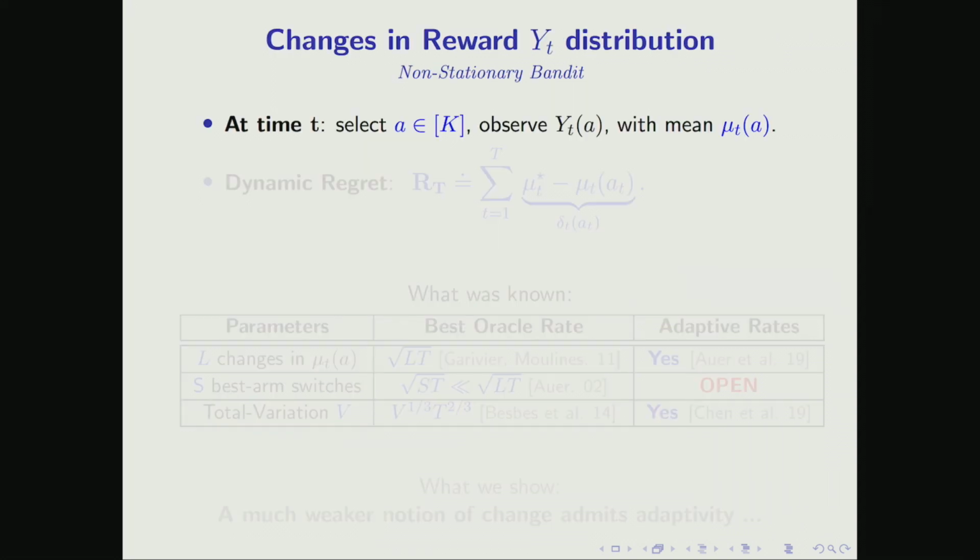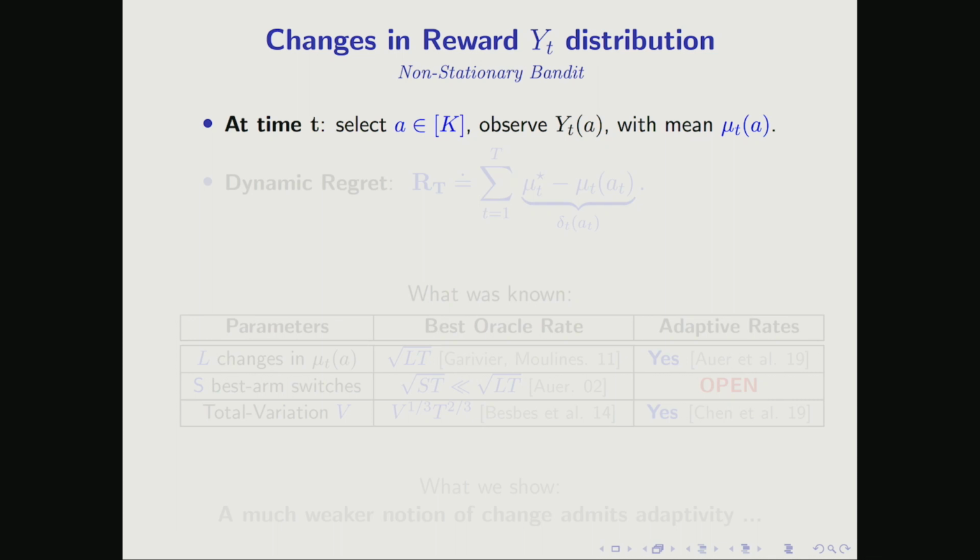Okay, so changes in reward, y_t, distribution. This is non-stationary Bandit. At time t, we have a finite set of actions. We select an action, A, out of the set of actions. We observe a reward y_t, and the mean of the reward is going to be denoted mu_t.